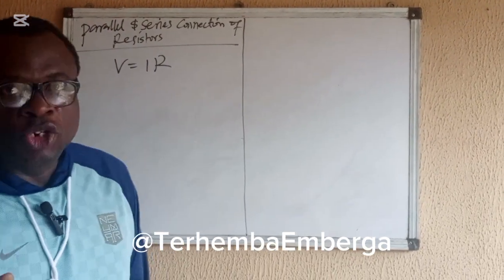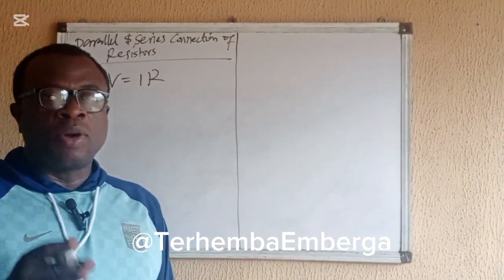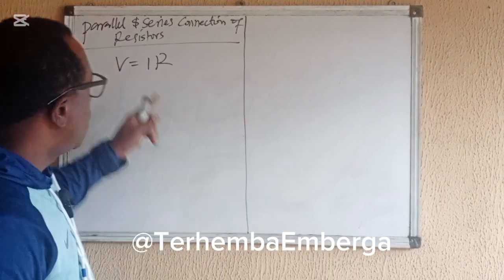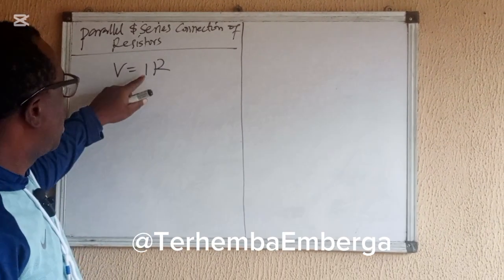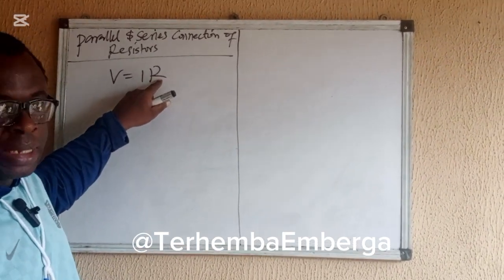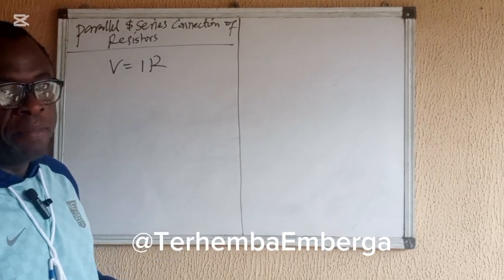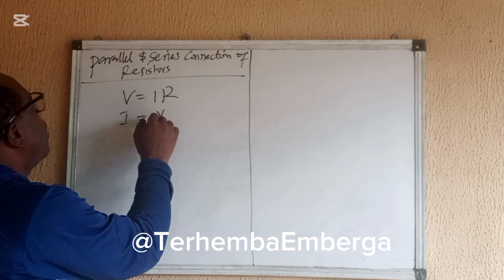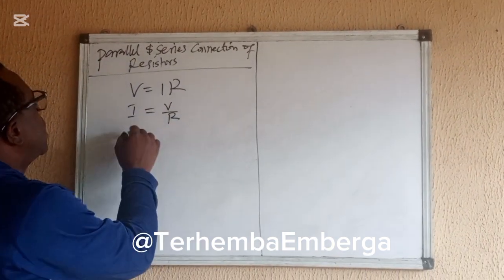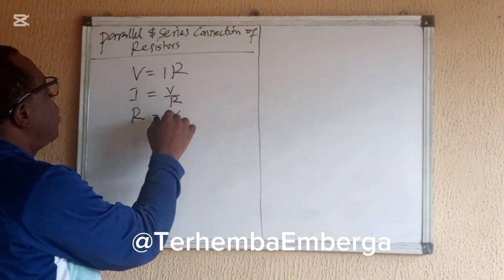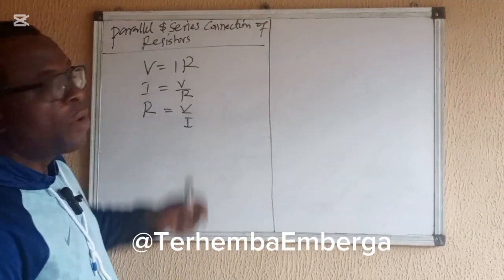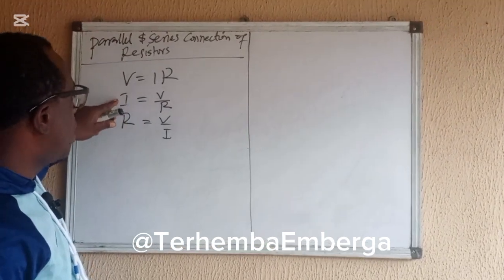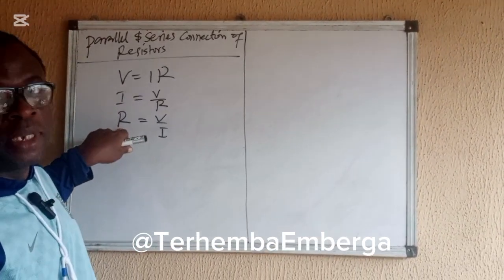That is, the current passing through a metallic conductor at constant temperature is directly proportional to its potential difference. V stands for the potential difference. This is the current and this is the resistance. We have defined these parameters. And from here, we can say that I is equal to V all over R. And we can also say that R is equal to V all over I. It means from Ohm's law, you can calculate potential difference, you can calculate current, you can calculate resistance.